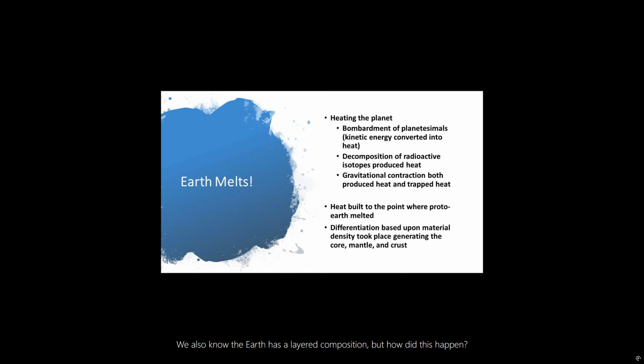We also know the Earth has a layered composition. But how did this happen? The bombardment of Earth by planetesimals produced kinetic energy that was converted into heat. The decomposition of radioactive isotopes produced heat, and gravitational contraction both produced heat and trapped heat. All of this heat built to the point where proto-Earth melted, then differentiated based upon material density, generating the core, mantle, and crust.